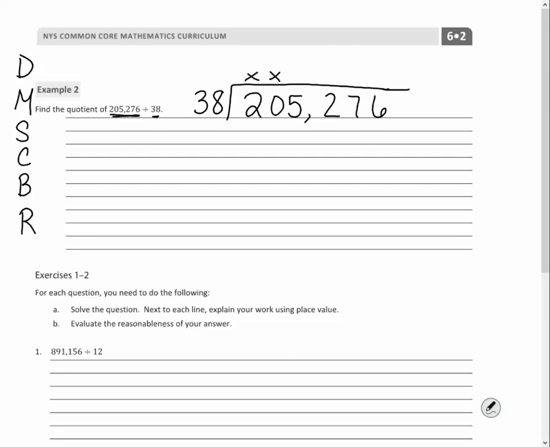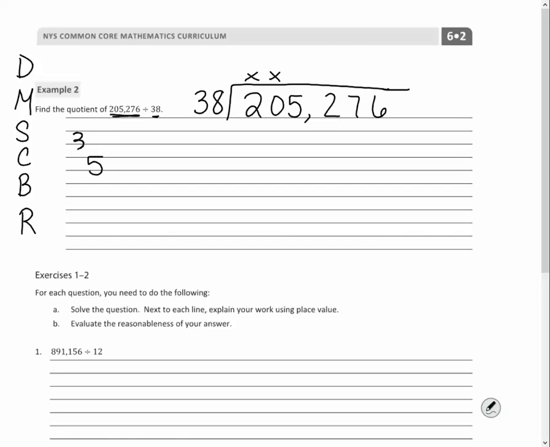So this is where we're going to use some estimating. So we've got a number pretty close to 200, and we're dividing that by a number pretty close to 40. So I'm thinking, how many times does 4 go into 20? And I know that's 5 times. So I'm going to guess it's going to be 5. All right, and again, I'm using some rounding skills to do that. I'm using some estimation. 200 divided by 40 is going to be 5, so I'm guessing it's got to be pretty close here. So let's try it out.